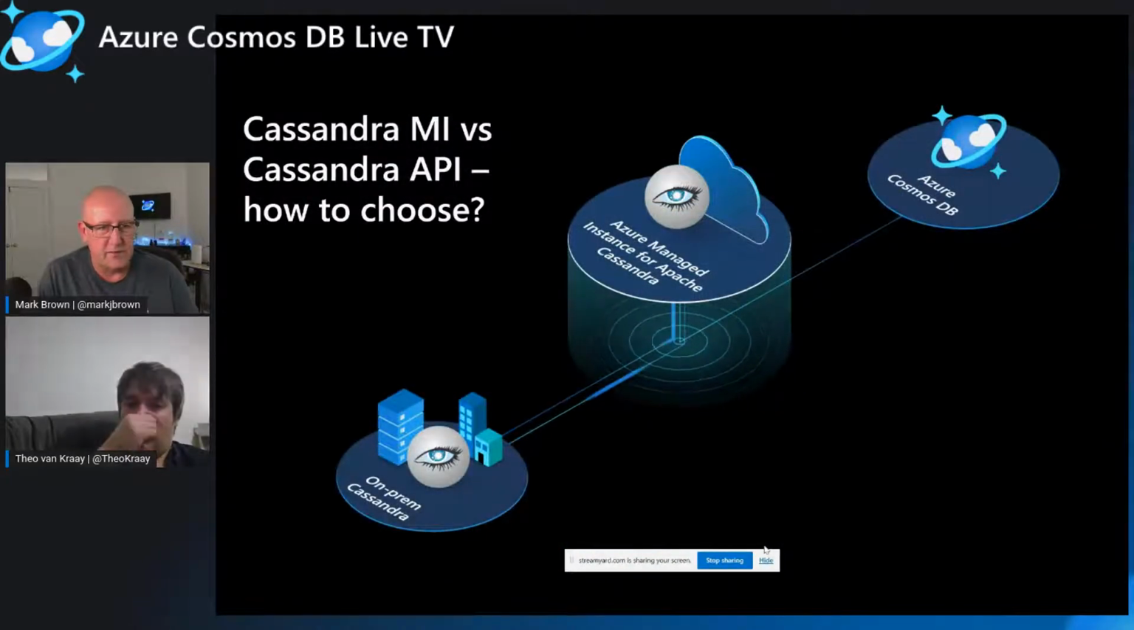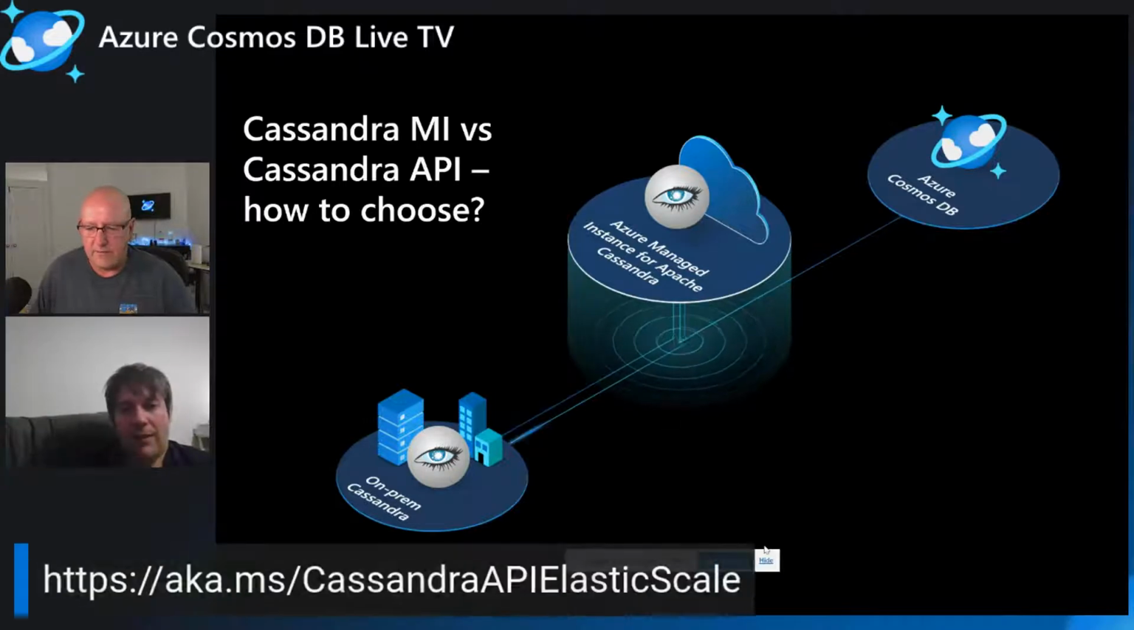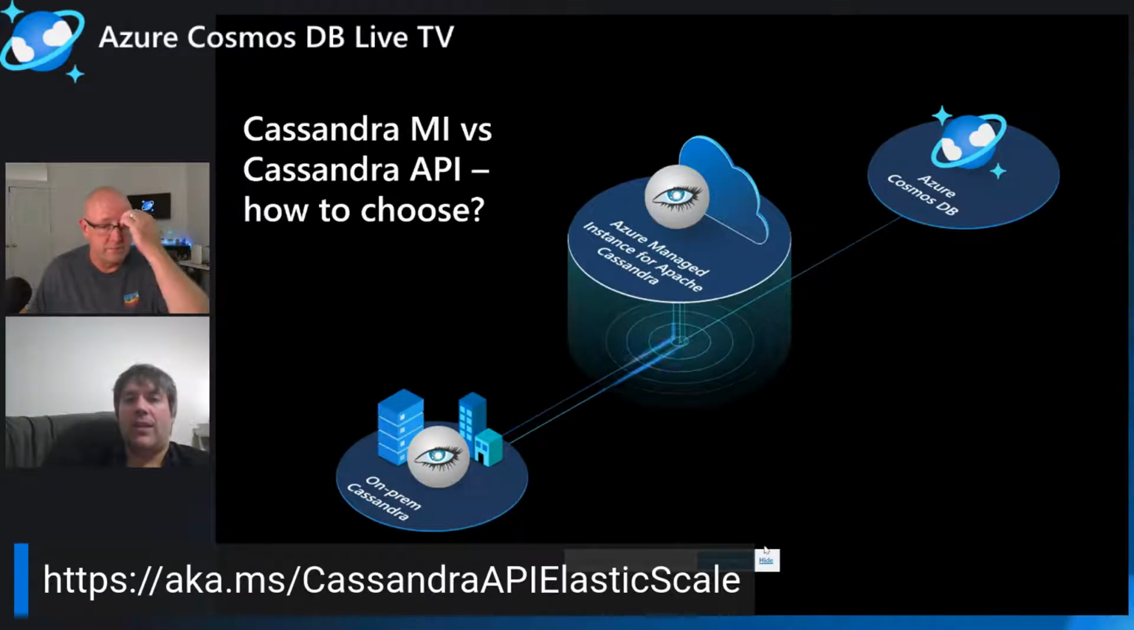What's next? Oh, talk about Cassandra MI. Oh, you had a link here. This elastic scale. Is this your server side retry? Yeah, so that's that. You just take a look at that, and those are all of the options around scaling in Cassandra, and it mentions rate limiting and how to handle that.